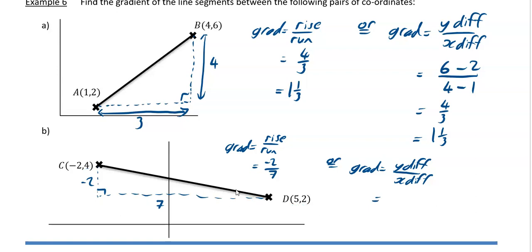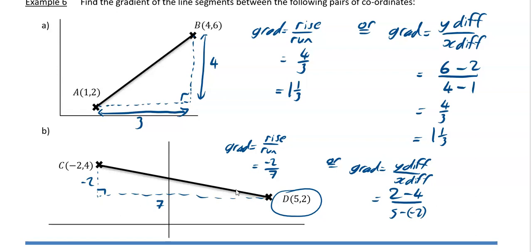So I'm going to start with my point which is called D. Its y value is 2. The y value of the other point was 4, so it's 2 minus 4. And then my x value of D is 5. My x value of C is minus 2, so it's minus minus 2.